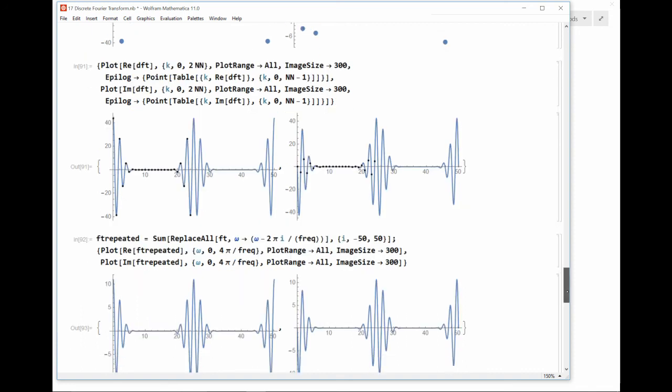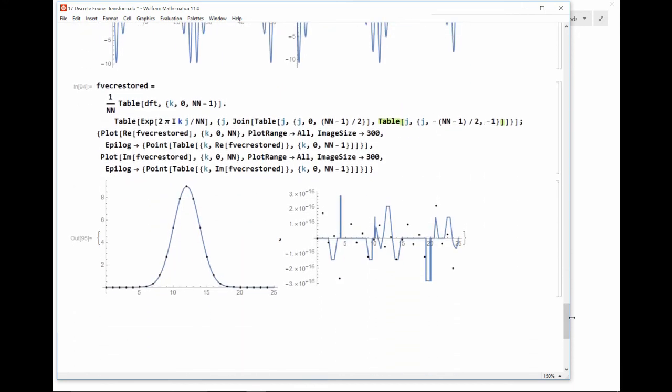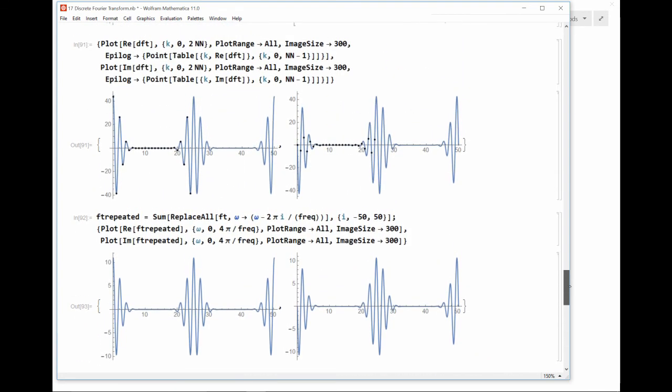So when you're restoring your signal, if you want to restore a continuous signal, you cannot use those high frequencies in your restored signal. You have to opt for negative frequencies, and this way you will restore the signal perfectly.